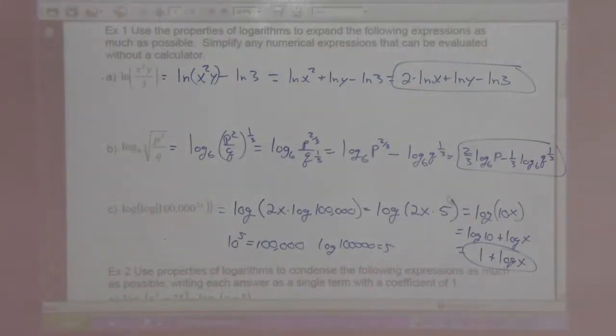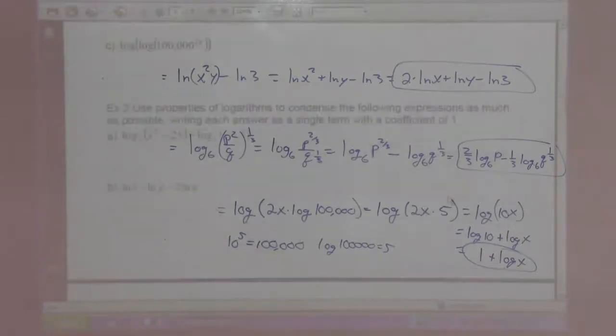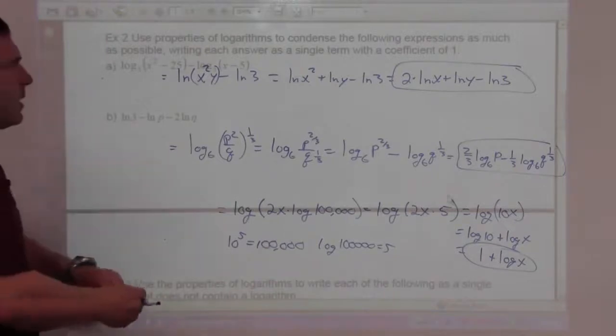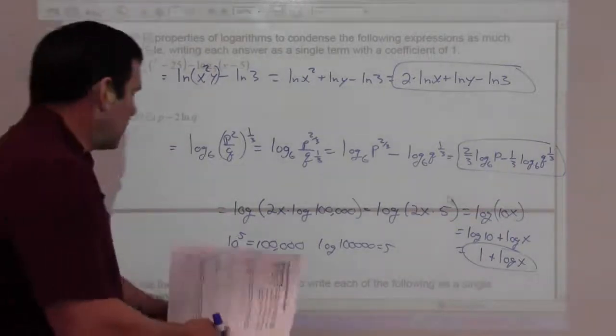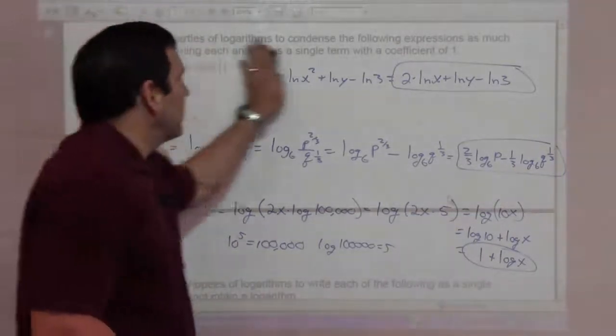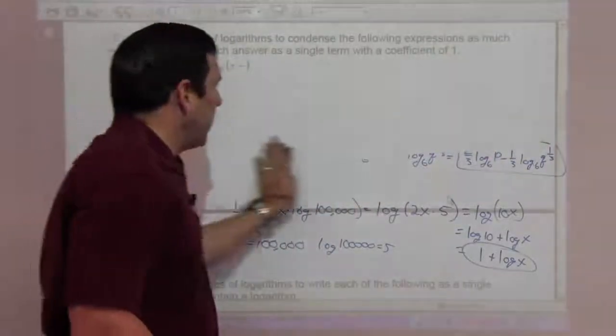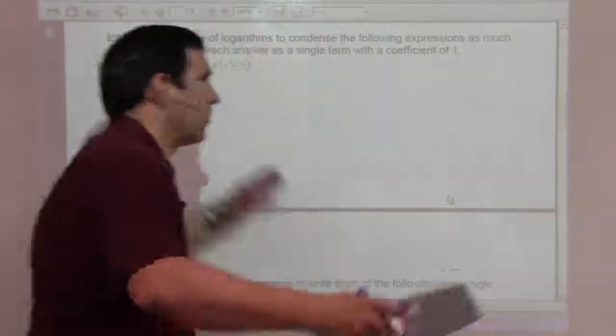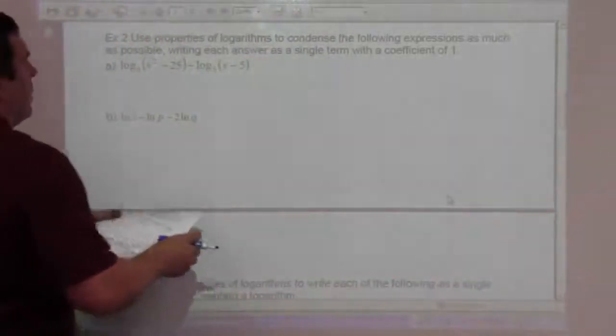Okay, I'm going to go on to the next one. Feel free to pause that. Use the properties of logarithms to condense the following expression as much as possible, writing each answer as a single term with a coefficient of 1. So we're going to collapse these.